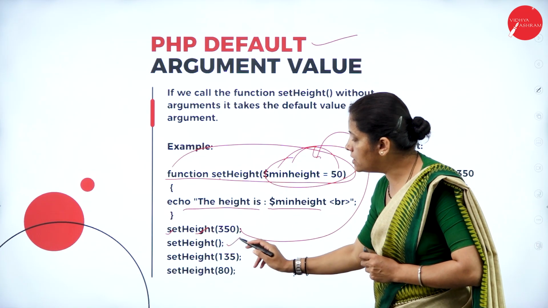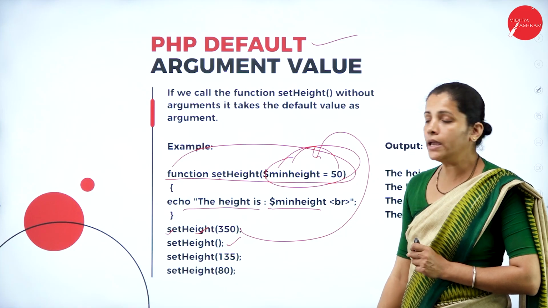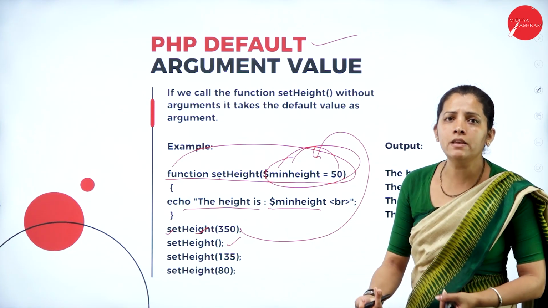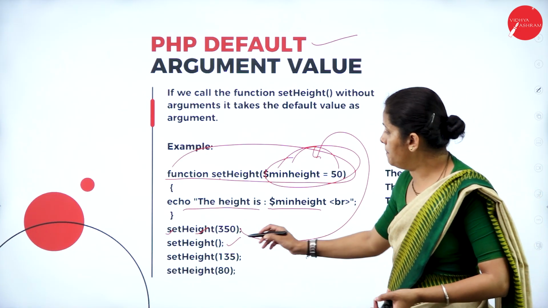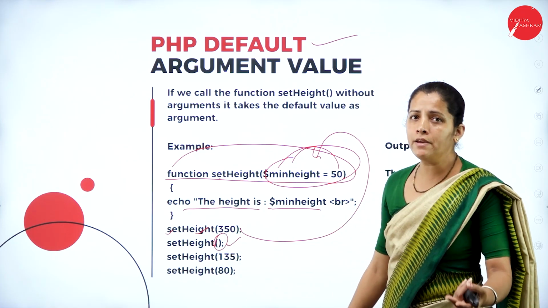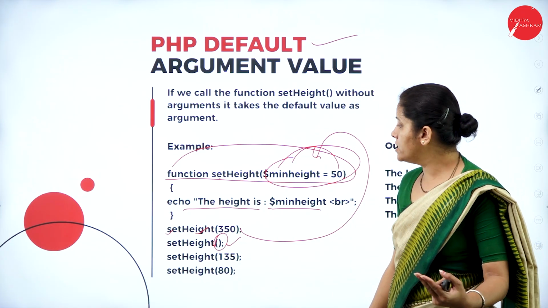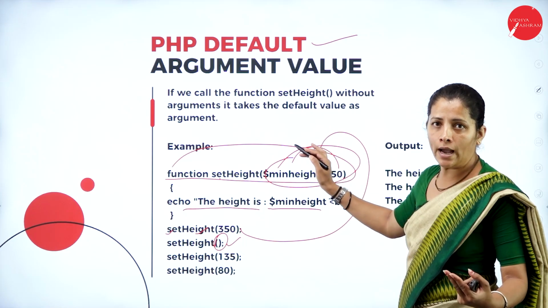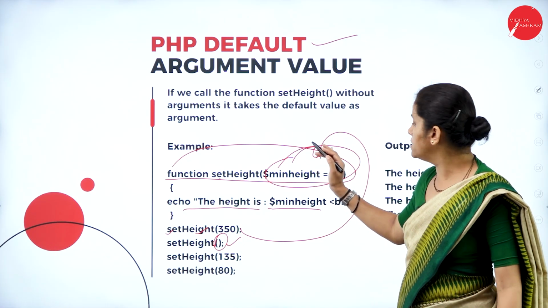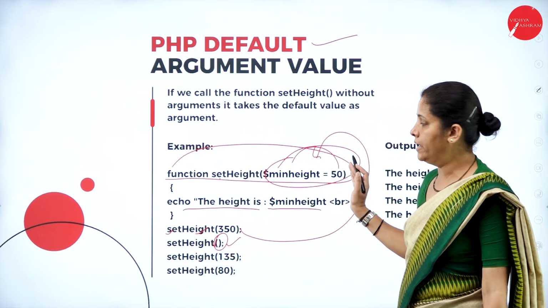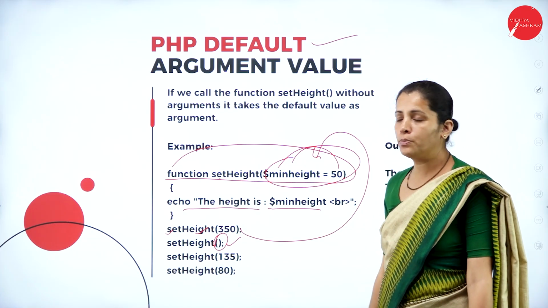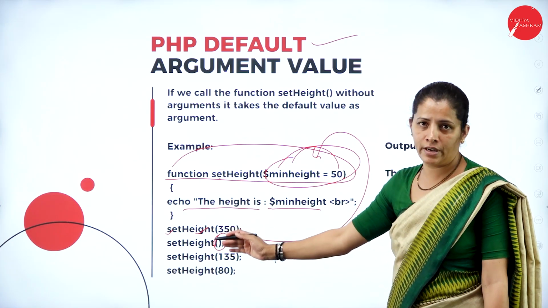And if I consider the second function call, what am I doing? I'm not passing any value, so it is empty. In that situation, it takes the default value. So what's my default value? That's nothing but 50. So I get the output, the height is 50.